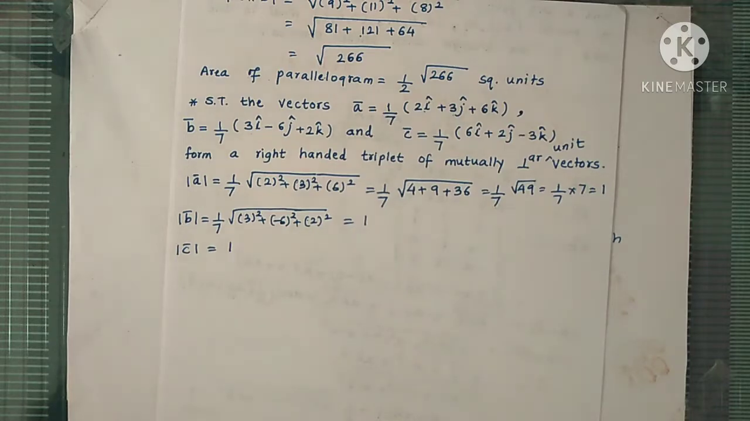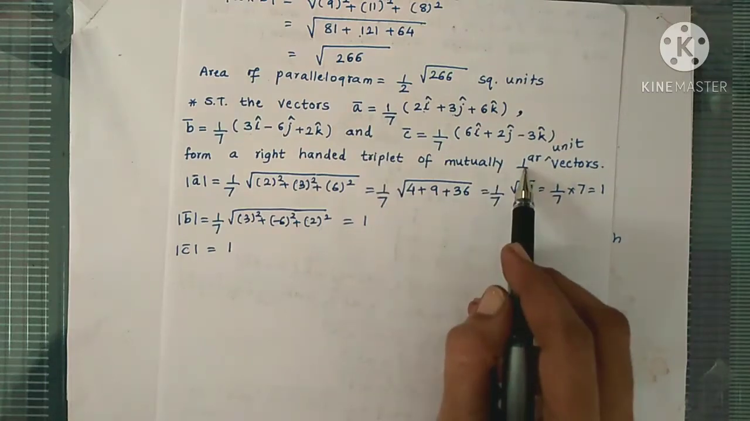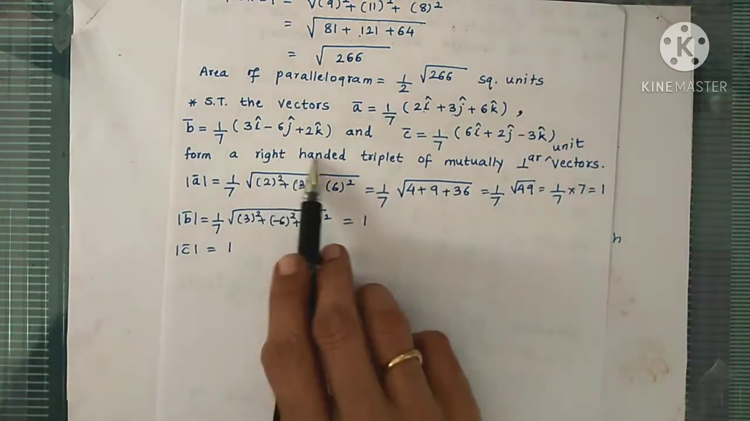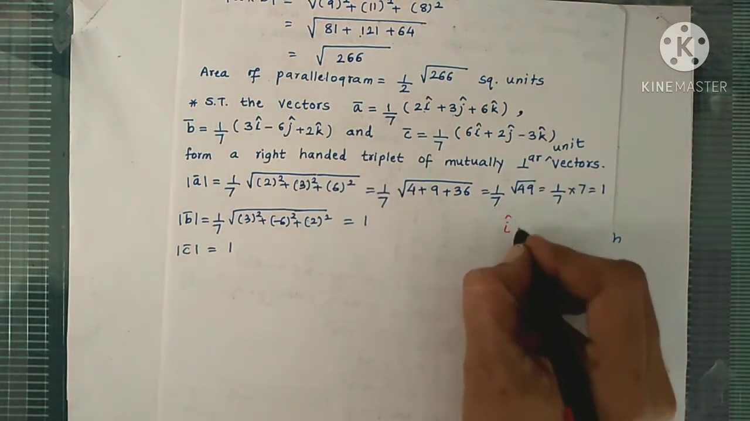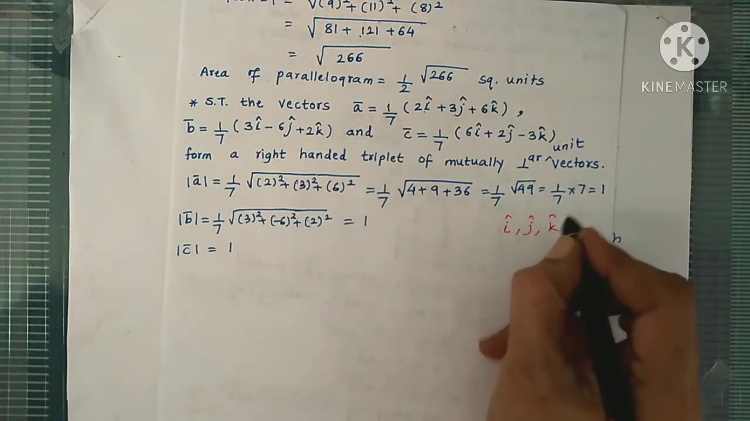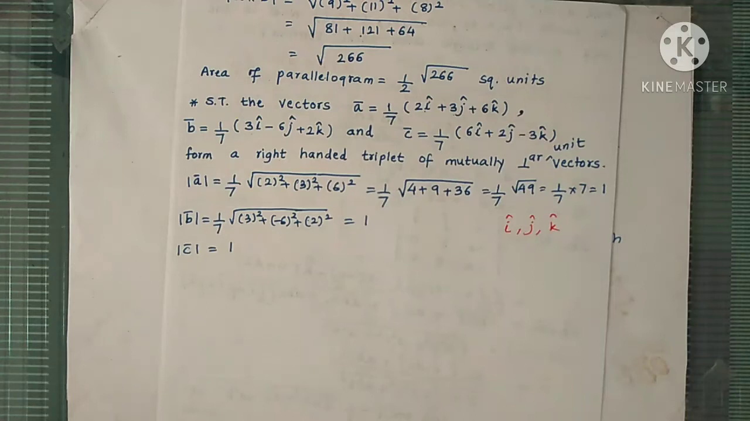Now let's consider the next part of the question. We have to prove that these are mutually perpendicular and that it is a right-handed triplet. Okay, first let's prove that it is a right-handed triplet, and after that let's see mutually perpendicular. So what does it mean that they are a right-handed triplet? See, we know one set of unit vectors which are a right-handed triplet, and those are i, j and k. These are mutually perpendicular unit vectors and they form a right-handed triplet as well.